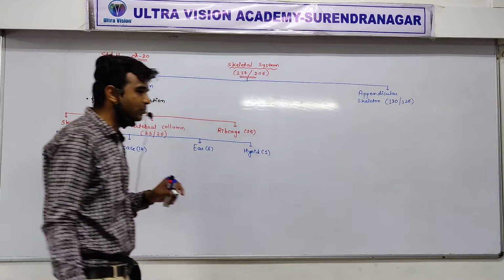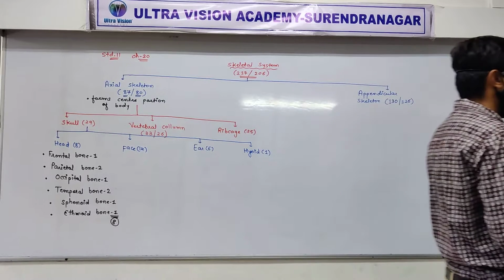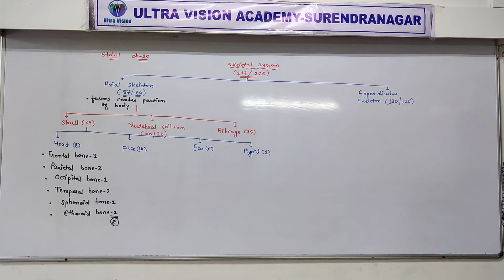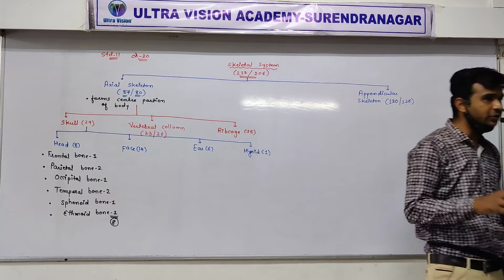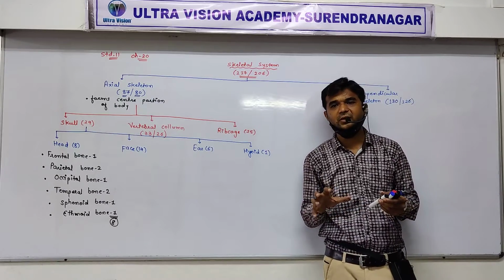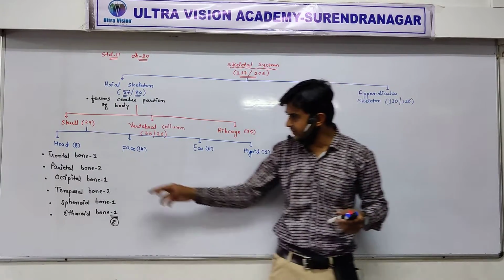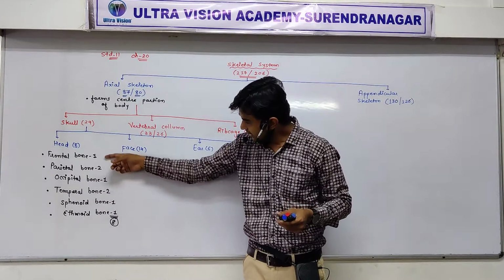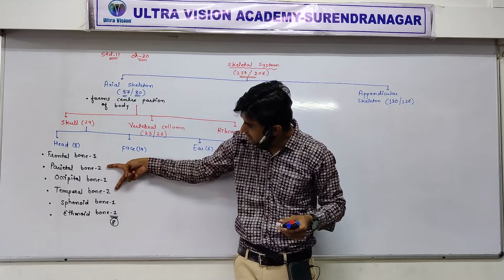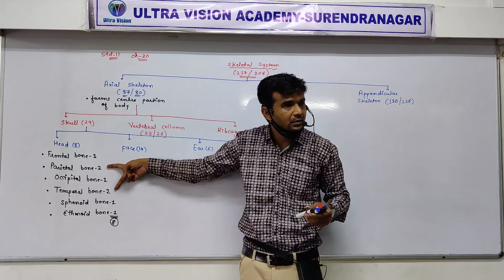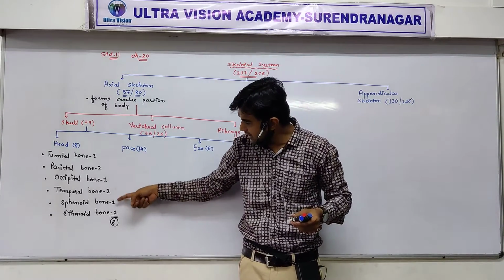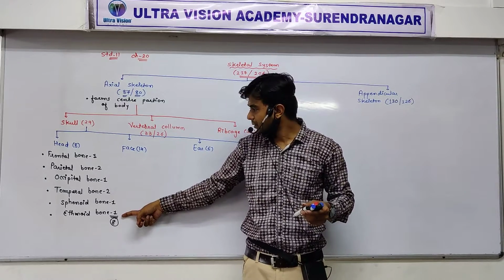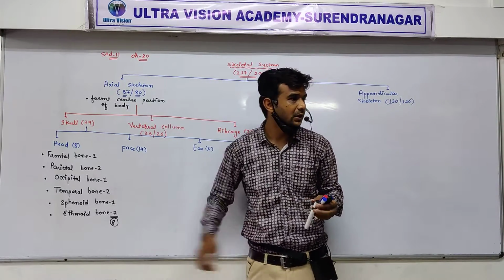In the head, 8 bones are present. Frontal bone 1, parietal bone 2, occipital bone 1. Okay? Temporal bone 2, ethmoid 1 and sphenoid 1. So in this way total 8 bones are there. Fine. In these 8 bones, 2 bones are there in pair, whereas 4 bones are single. Understand?